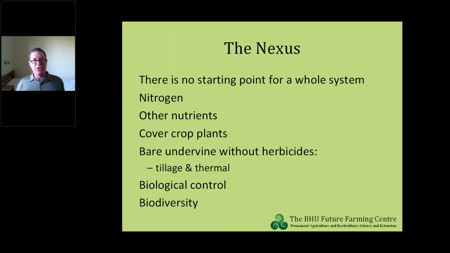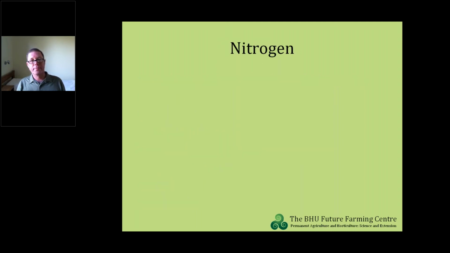And so the nexus addresses a whole bunch of issues: nitrogen supply, management of other nutrients, cover crop plants to cover everything, if we do need to get rid of the plants at the undervines at some point, how are we going to do that? Biological control and biodiversity. So just like a circle, there's no starting point. I'm going to look at all these different components of the vineyard floor and just make a few comments and observations and suggestions around each of them.